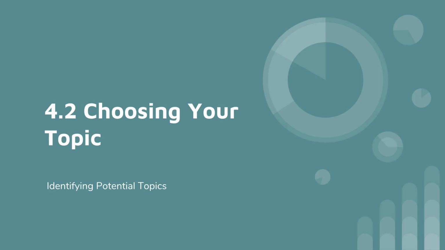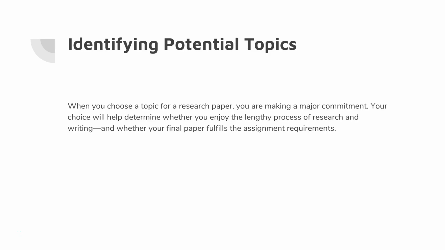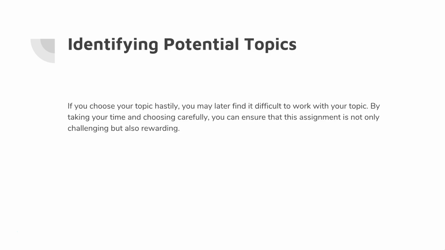All right, moving on to 4.2. This is choosing your topic, identifying potential topics. When you choose a topic for a research paper, you are making a major commitment. Ooh, that sounds scary. Your choice will help determine whether you enjoy the lengthy process of research and writing and whether your final paper fulfills the assignment's requirements. If you choose your topic hastily, you may later find it difficult to work with your topic. By taking your time and choosing carefully, you can ensure that this assignment is not only challenging, but also rewarding.